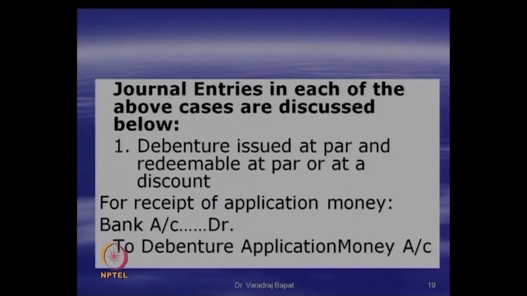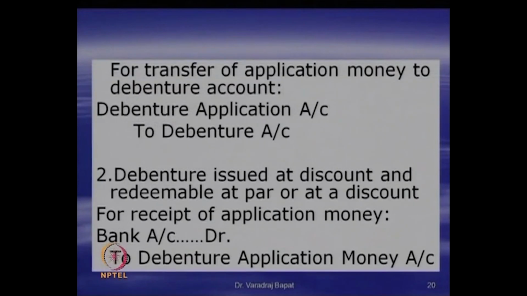Now, first case, here debentures are issued at par and they are also redeemable at par or at discount. So, now when the debentures are issued, the entry will be bank account debit to debenture application money account. This is where the company receives money and application money is credited. Now, when the actual debenture is issued, the money from the application account will be transferred to the debenture account.